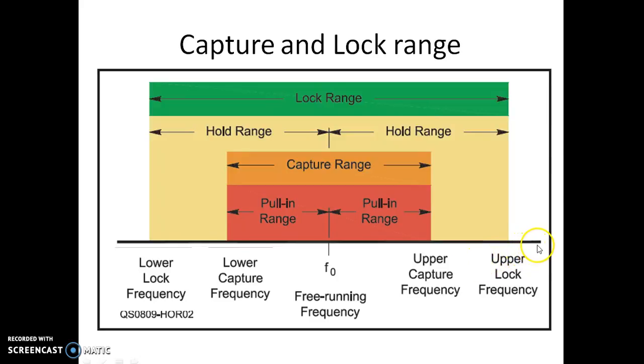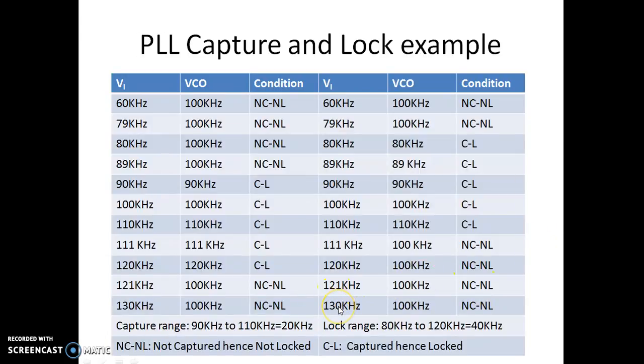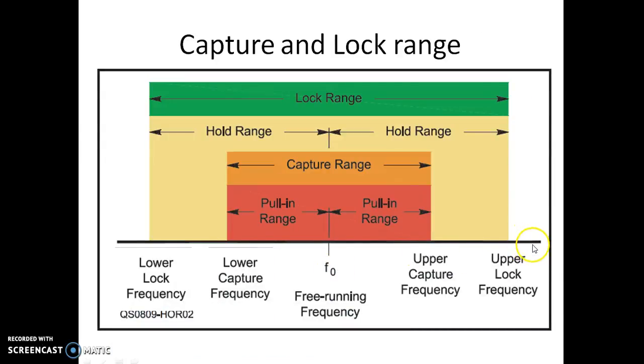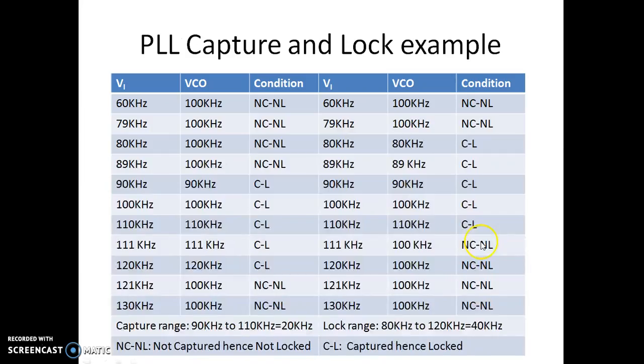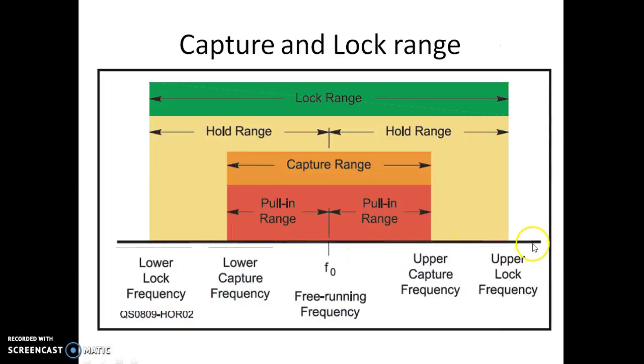Now let us come back from 130 kilohertz. In the previous table we went down from 130 kilohertz, 121, 120, and so on. Let us take it as 111 here. This is 120, 111. On your return journey, even though you are within the lock range, below the upper lock frequency, it is not captured, because when you were at 130 kilohertz, it was not locked. So it will get unlocked.